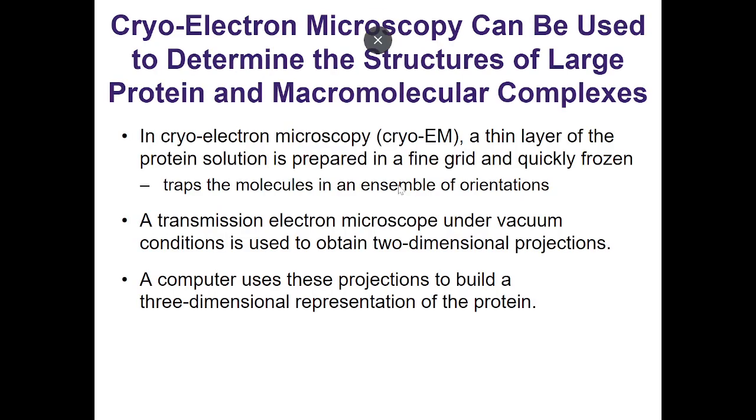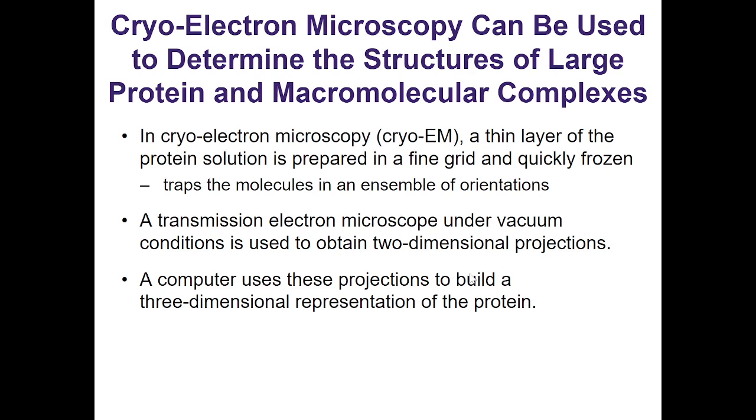Okay, the cryo-electron microscopy, cryo-EM, EM being electron microscopy if you ever wonder, uses a thin layer of protein solution. It's going to be prepared on a fine grid and quickly frozen to keep it from shifting a lot. You have to take the temperature down really fast, okay? And that keeps it from doing things like crystallizing, right? It just takes it down so it can't move anywhere. This is going to trap your molecules in an assembly of orientations.